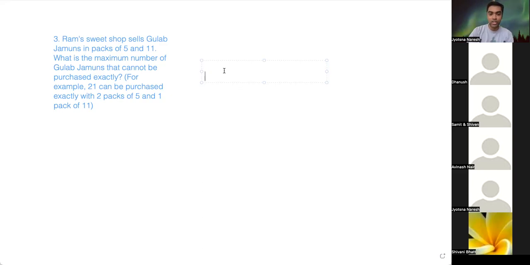So we could start from 11, right? Now we know that 11 can be made with just one pack of 11. Now I could add a pack of 5 to this, right? So then the number 16 is possible. I could add 5 to that, the number 21 is possible. Then 26 is possible, 31 is possible, and so on. What is common about all these numbers?